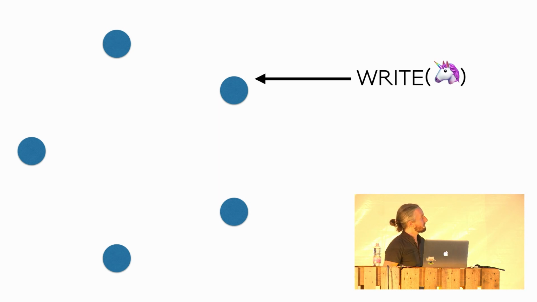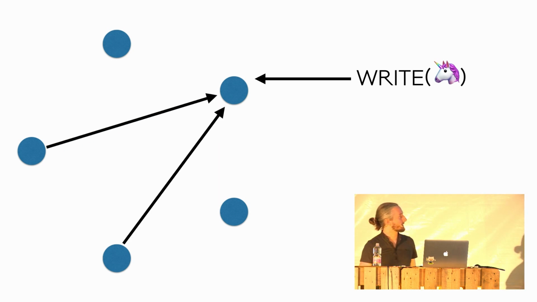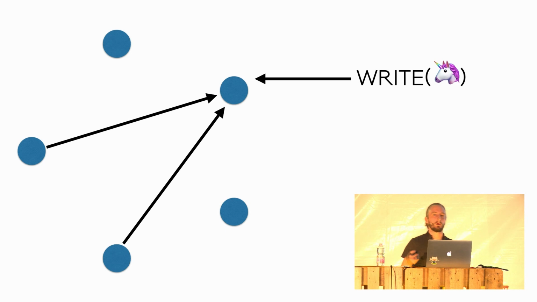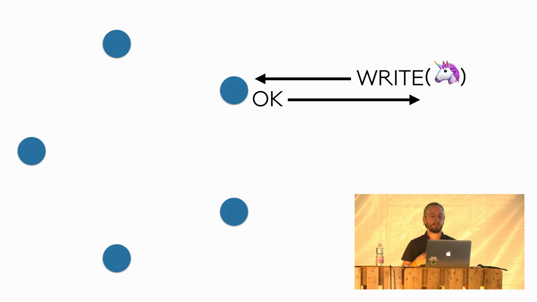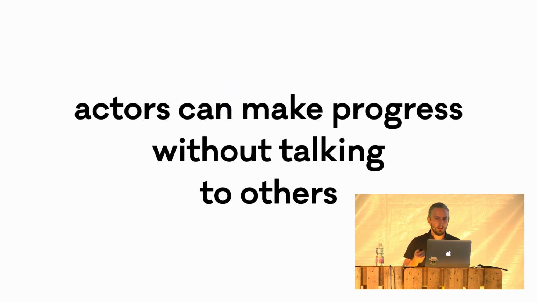So you get a few responses back, enough to establish a quorum, let's say. And then only after that do you respond to the user saying, OK, I wrote your unicorn. Right? This is an example of a thing that is not a coordination-free system. You are clearly coordinating between these various actors.